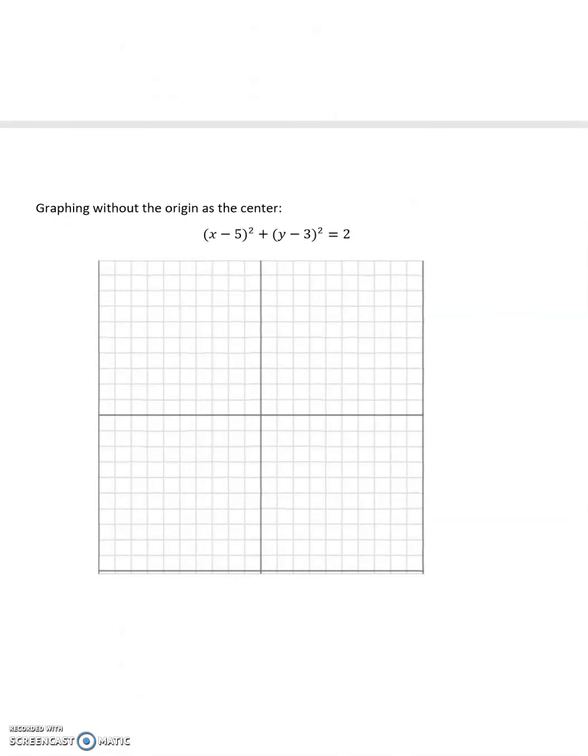So now graphing without the origin as the center is really similar, except you just have a different center. Again, I'm going to change this 2 to a 16 because I messed up when I was making this. So now our center isn't the origin, so we have to find our center first. Our center is going to involve the 5 and the 3. So our center is 5, 3.